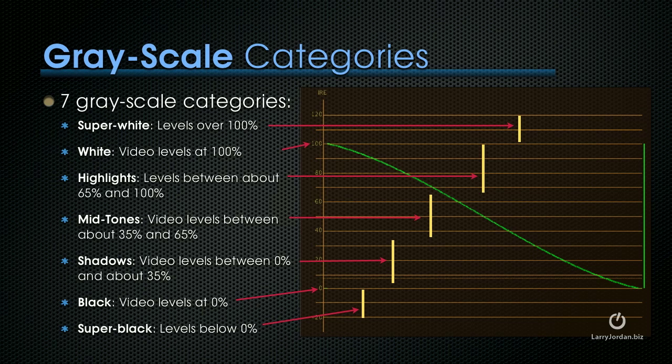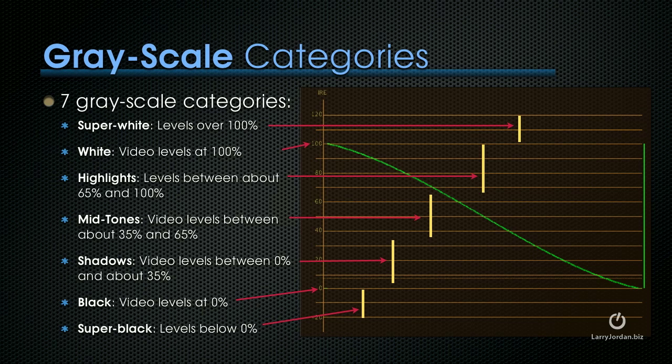Shadows, also called the blacks. Shadows are video levels between 0% and 35%. At 0 is black. That's where the video level is 0%. Blacks are as dark as any of your colors can go. Below that is super black, which are levels below 0. Super blacks can extend all the way down to -20, and super whites go to about 109%.